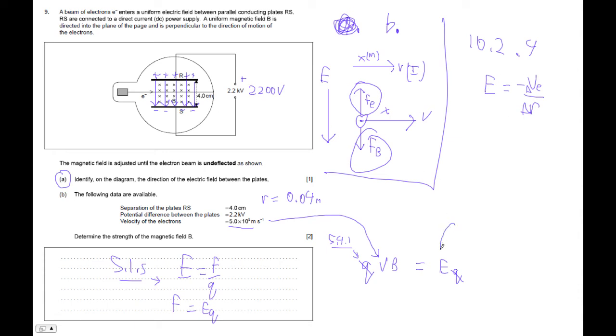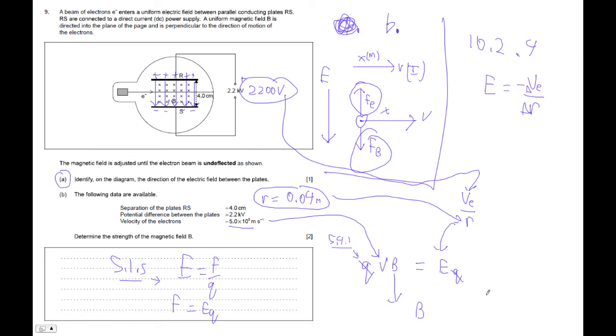So what you're going to do is plug in the voltage here divided by the distance. And the distance is this, and the voltage is, of course, this. So plug in 2,200 volts for that, plug in 0.04 meters for that, plug this velocity in there, solve for the magnetic field. I got something between 0 and 0.5. Happy hunting.